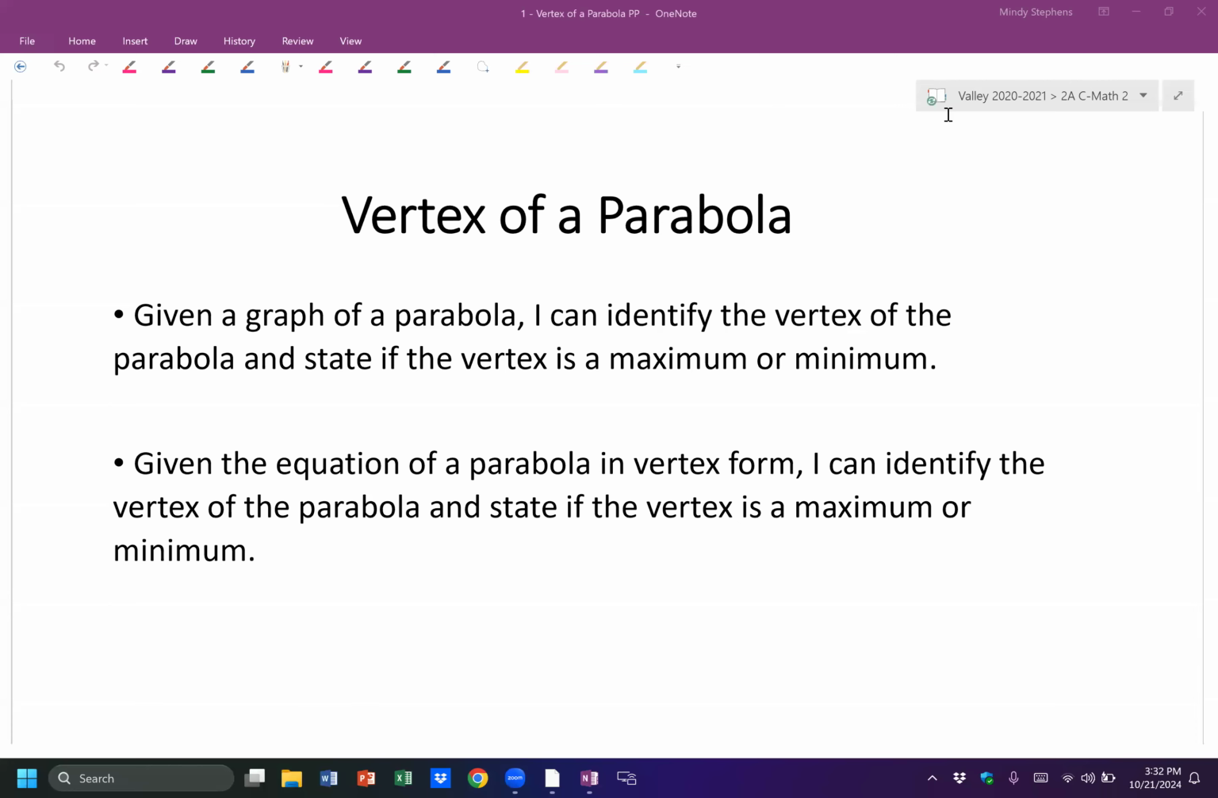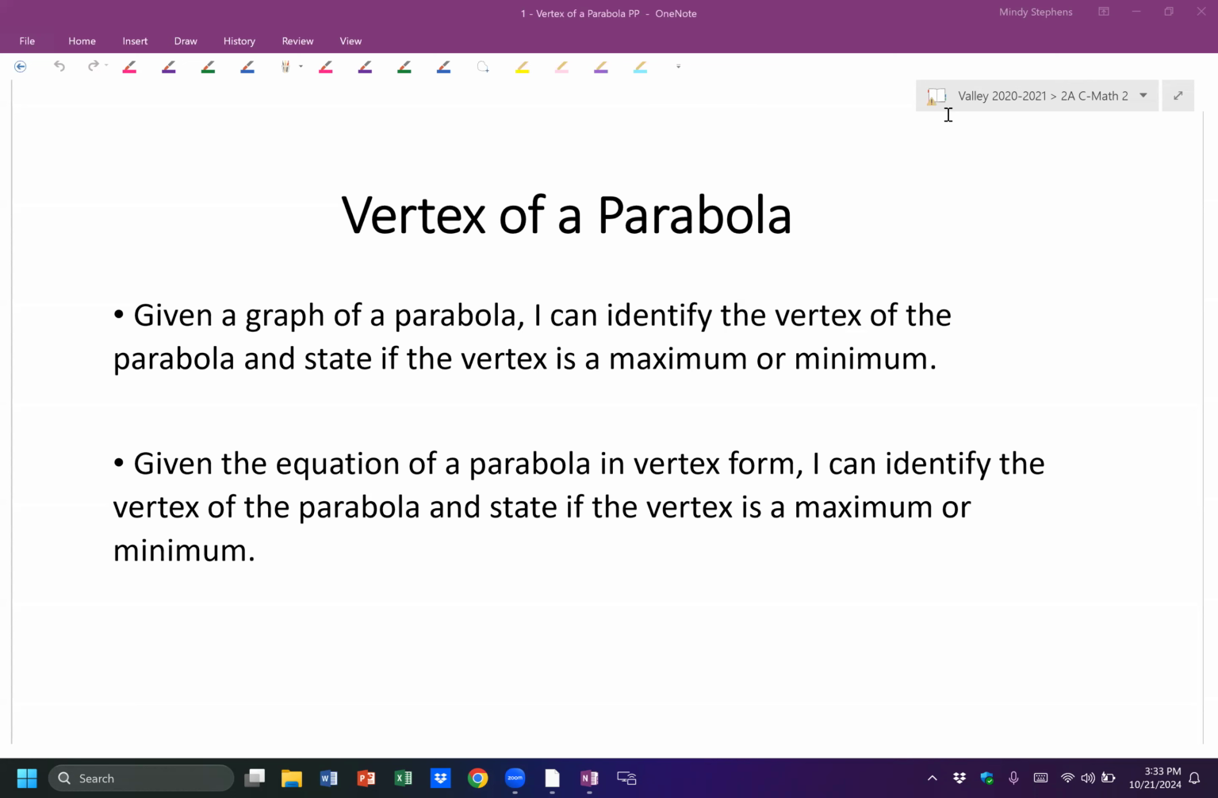For this first unit, we're going to be talking about parabolas and different parts of a parabola. So today, we are talking specifically about what the vertex of a parabola is and what a parabola looks like. We're going to do two things, the two things that are listed. Given the graph of a parabola, we're going to be able to identify the vertex and also state if it's a maximum or minimum, which I'll talk to you about.